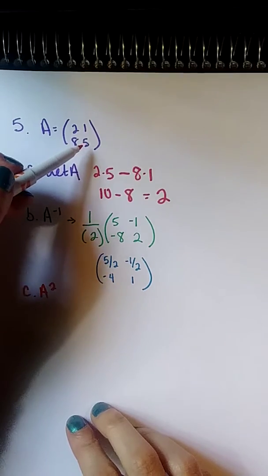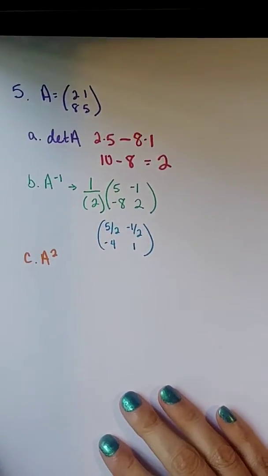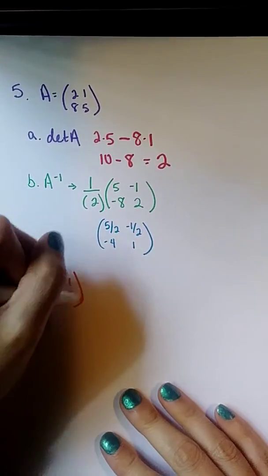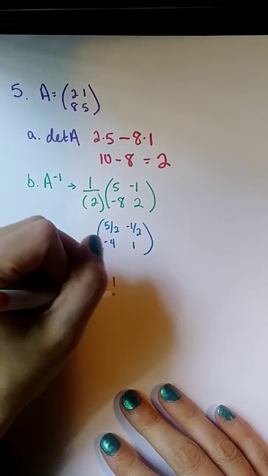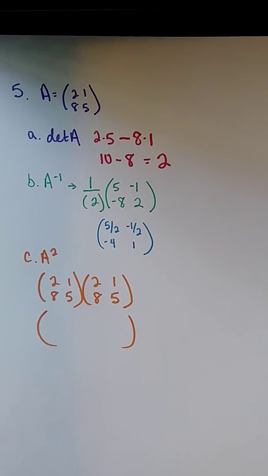Now for part C, it wants me to find A squared, which remember is not just squaring every element inside A, because I have to follow the same rules for multiplication that I do in every other multiplication type problem. So I have to take my A, 2, 1, 8, 5, and I have to multiply it by itself. So in order to do that, I need to do the finger thing. I need to multiply across and down.